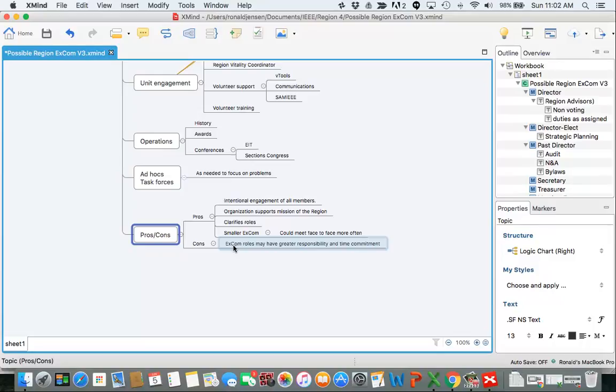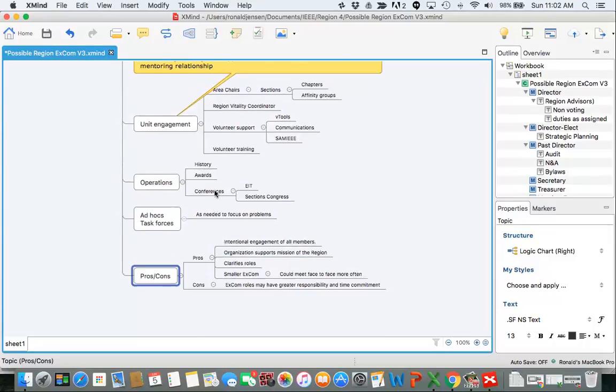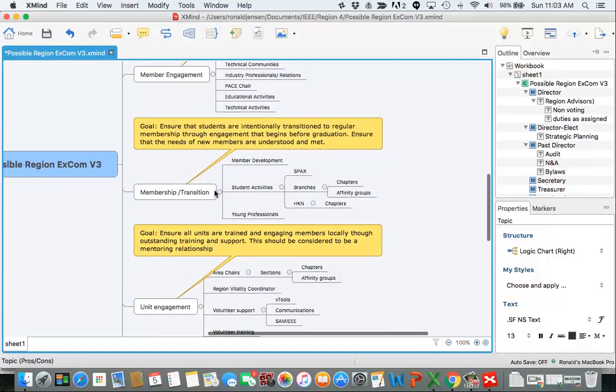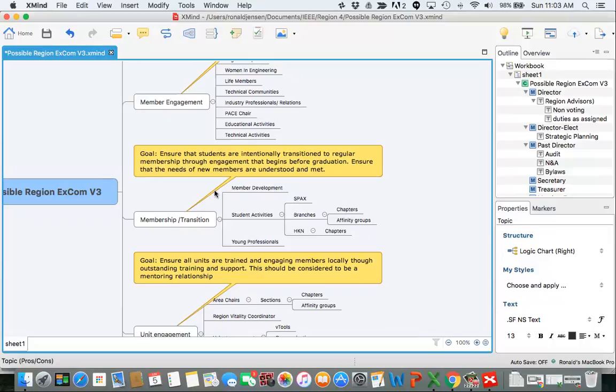By the way, I should mention too that up here, these positions of unit engagement, membership transition, and member engagement are kind of temporary names. They're descriptive of what I think we should be trying to accomplish, but perhaps we want better names, and we'd certainly welcome suggestions from you about a name that might be more descriptive or a much more interesting name.